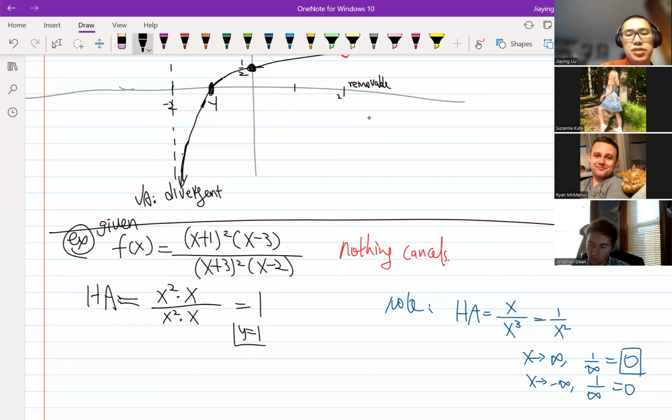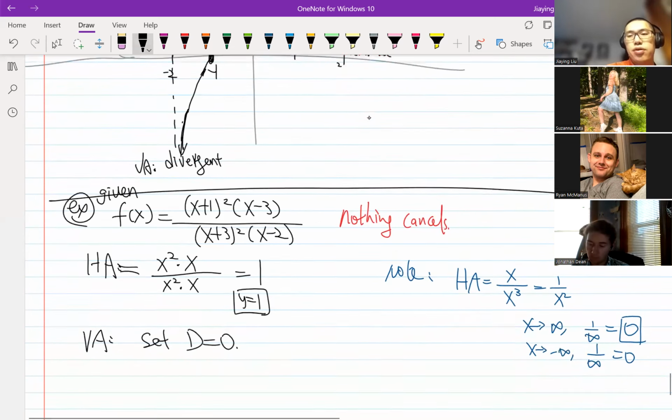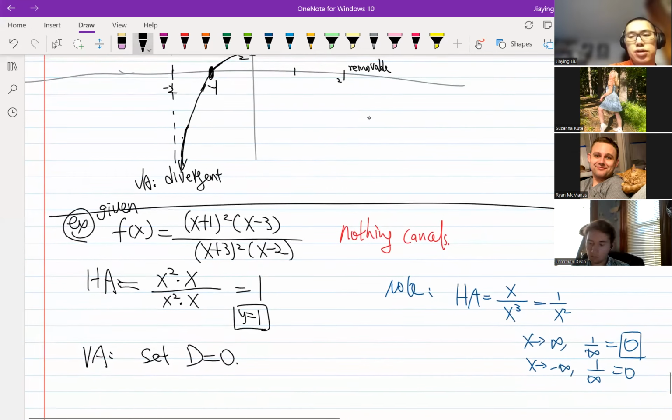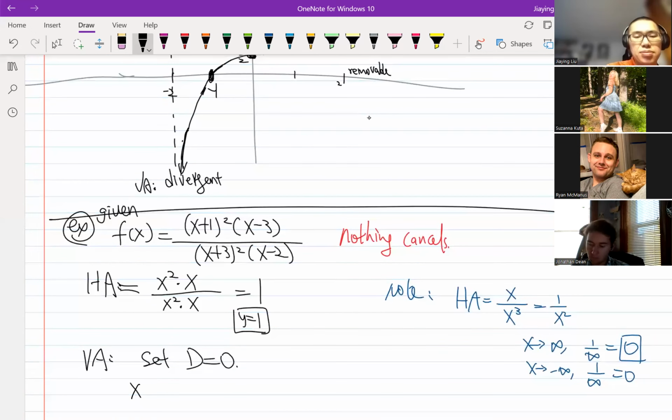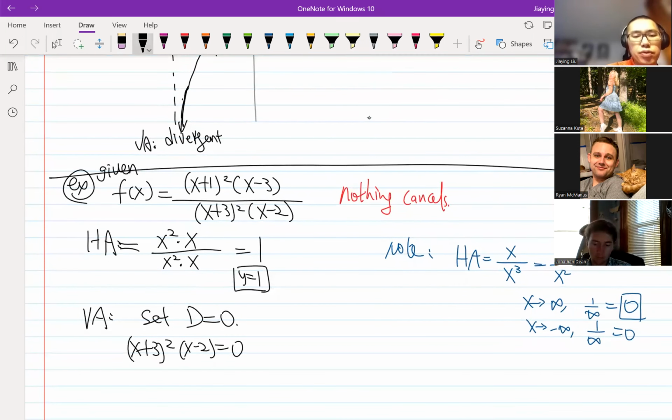It's my horizontal asymptote. Then I'm going to find the vertical asymptotes. We set the denominator equal to 0. So (x plus 3) squared times (x minus 2) equals 0, and I get two parts. One is (x plus 3) squared equals 0, so x equals negative 3. The other is x minus 2 equals 0, so x equals positive 2.